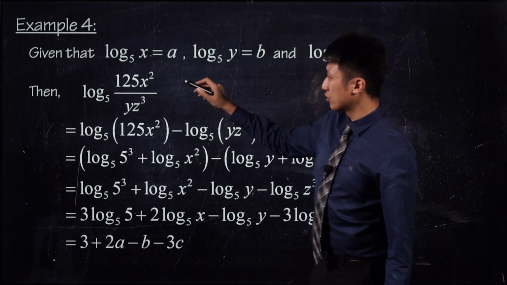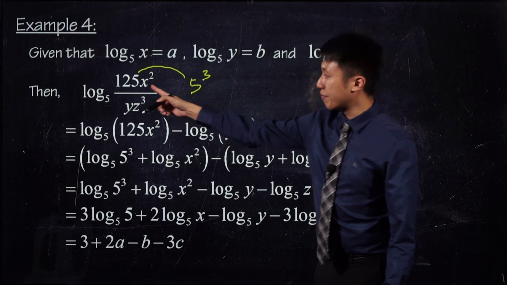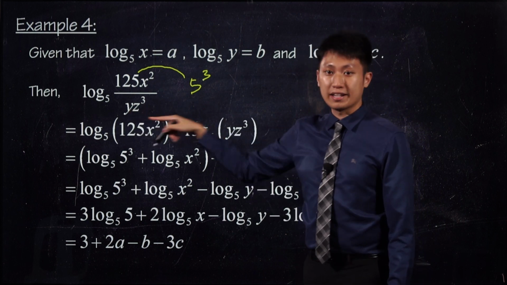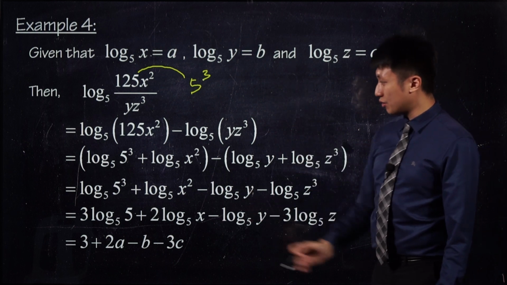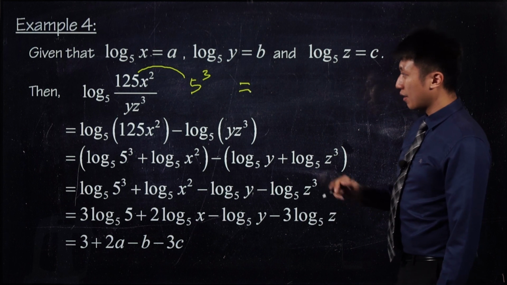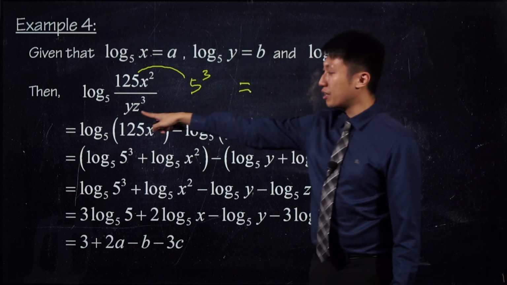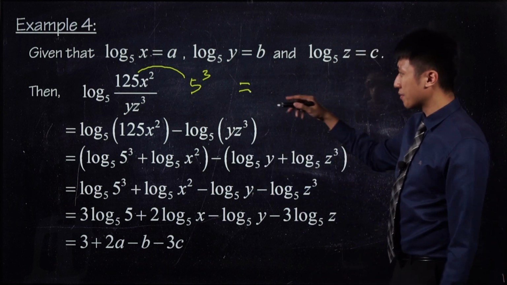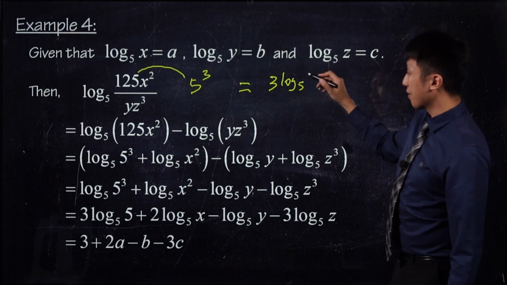125 is equal to 5 to the power 3. Then you have x squared and y and z to the power 3. So what am I going to do? I'm just going to do this whole thing in 2 lines. Whatever on top is the positive sign, whatever below is the negative sign. So I'm going to write 3 log 5 of 5.